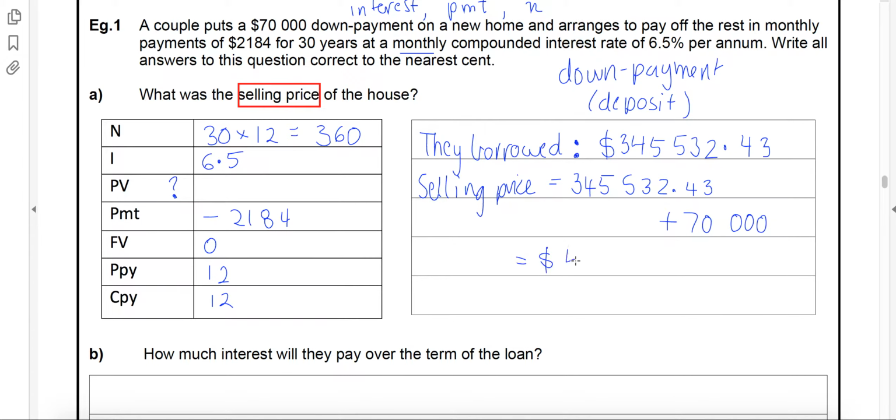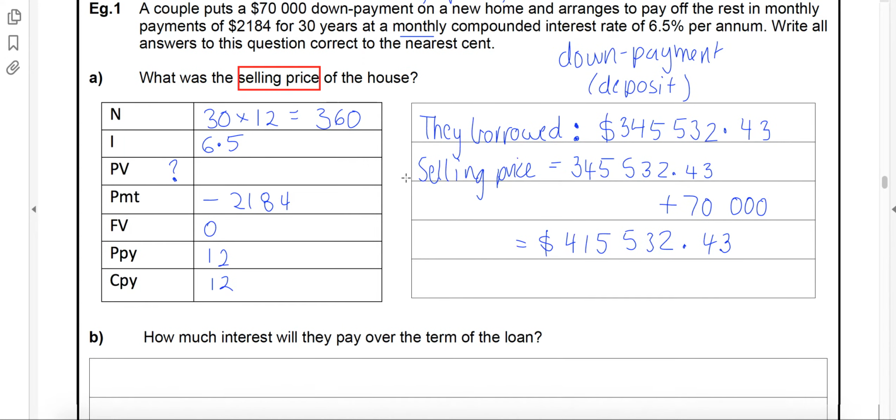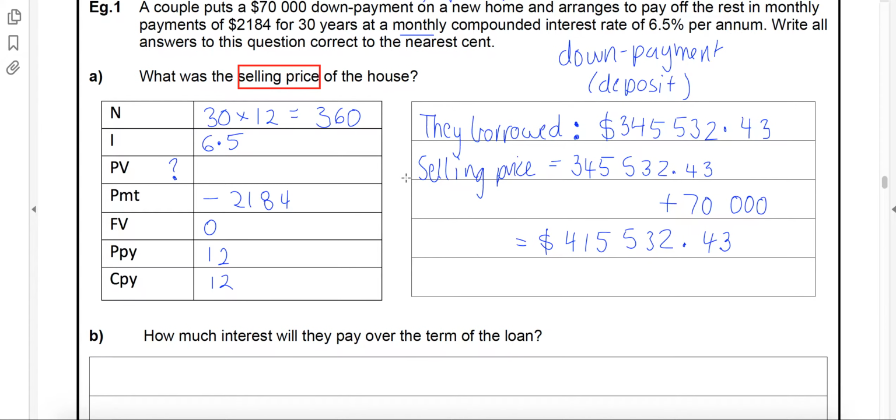And we see that they have spent on this house $415,532.43. So a very specific figure. But you can consider as well, when you buy a house, there's lots of different charges that come along with it. So that might explain all these funny numbers here. So $415,000 approximately, just over.